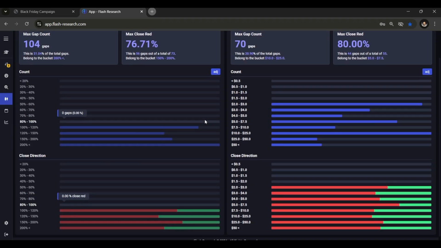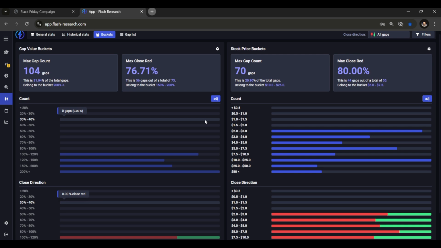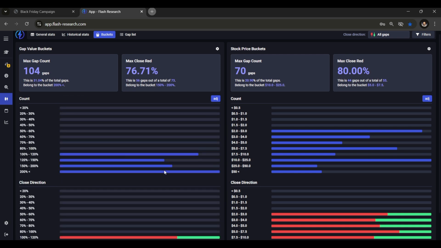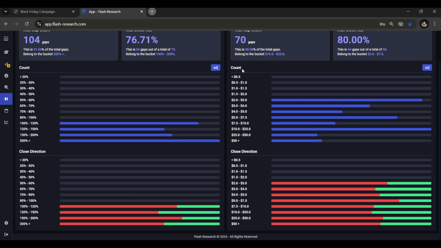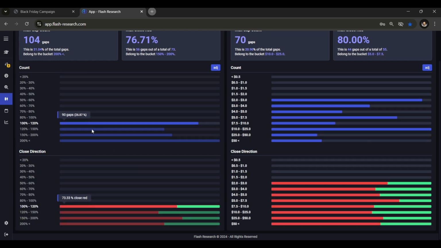Another cool feature of this tool is the buckets section. The buckets are basically for knowing the probability of a red close depending on the gap value and depending on the price point. In this gap value, you will see it's only starting from 100% because that's how our search went. So you can, for example, say that in the range of 120 to 150% gaps, there were 68 gaps in that search, and 61.76% of those closed red on the day.